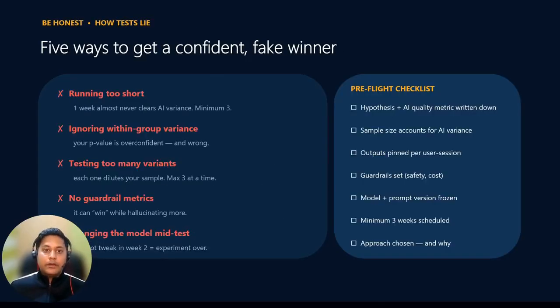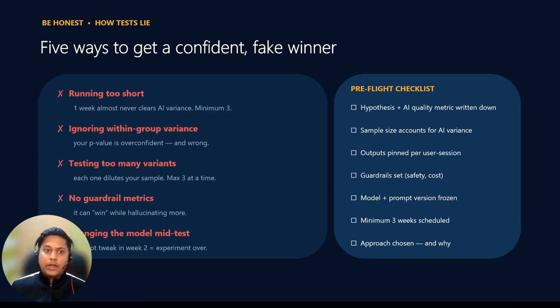Now the honest part, 5 ways your AI experiment will lie to you. I have made most of these mistakes personally. So one is running too short. A week is almost never enough to clear AI variance, right? 3 weeks minimum, and that's not me being precious, it's because you need enough data to see through the noise and enough time to catch the temporal drift.